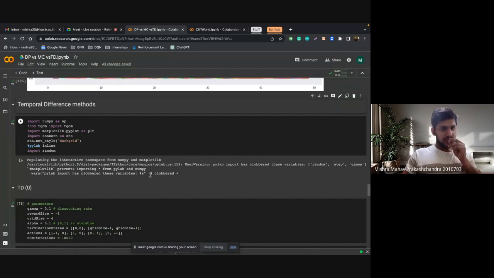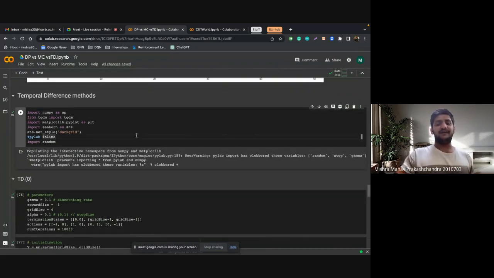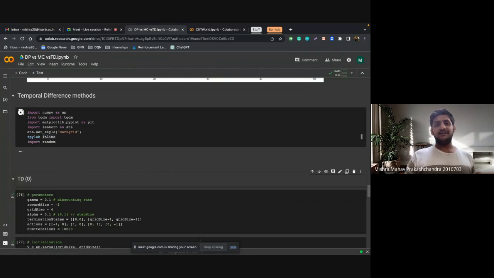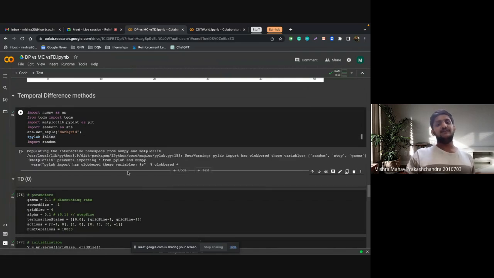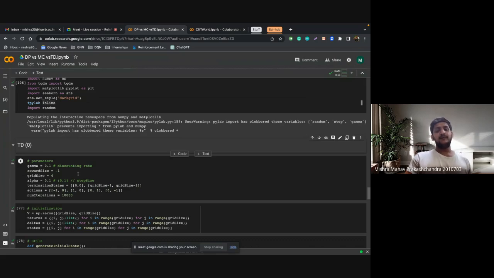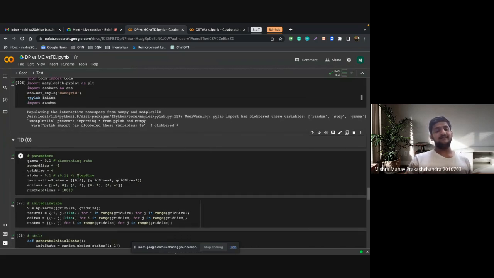Cool. So finally, we deal with the temporal difference method. Again, I'll initialize all the necessary Python functions. For TD0, there are two factors that I'm considering. First is gamma, which is the discounting rate. Second is alpha, which is the step size rate. For the first case, I have kept gamma to be 0.1, alpha to be 0.1. Rest everything remains same. I run 10,000 time steps.